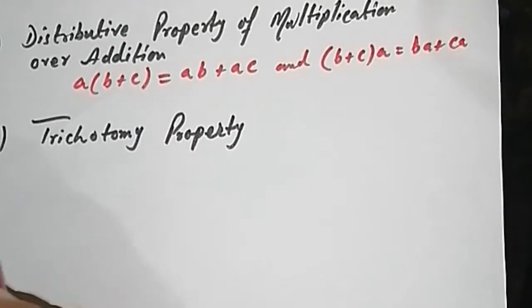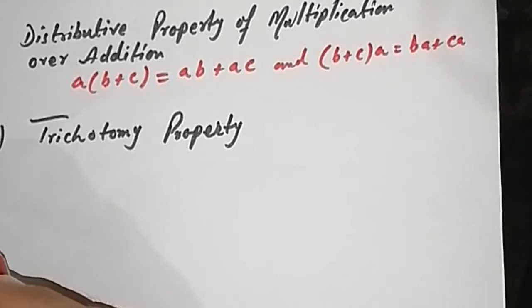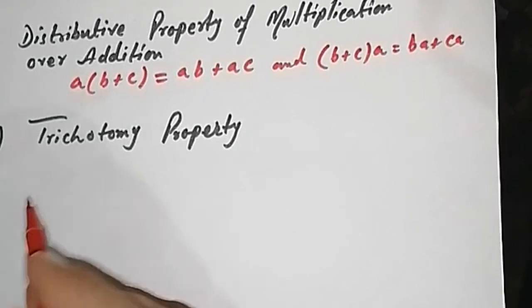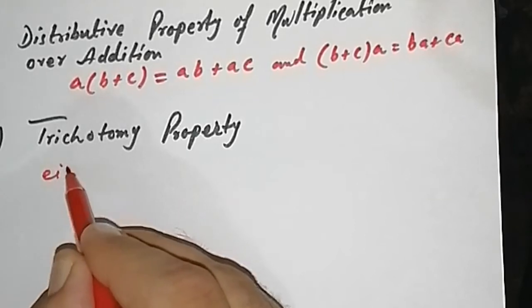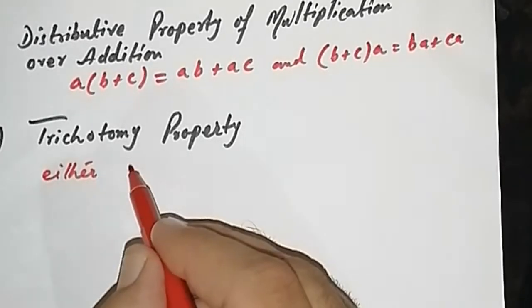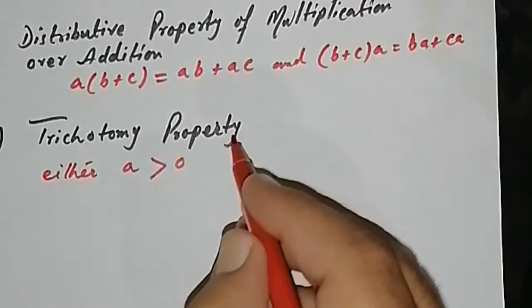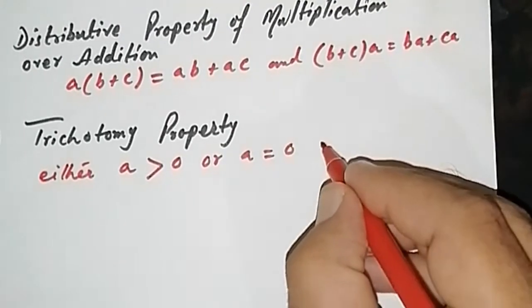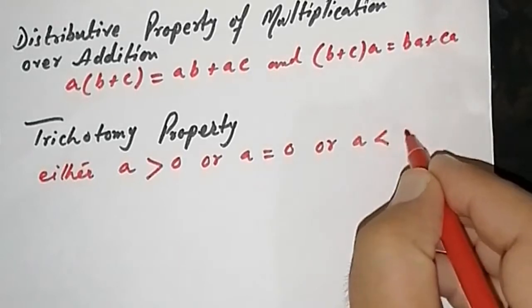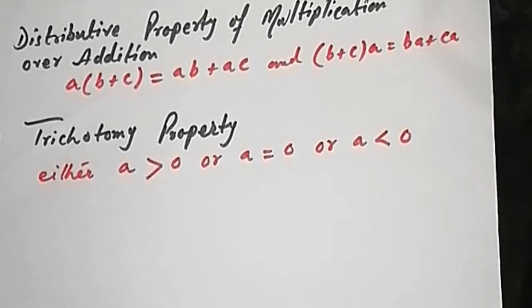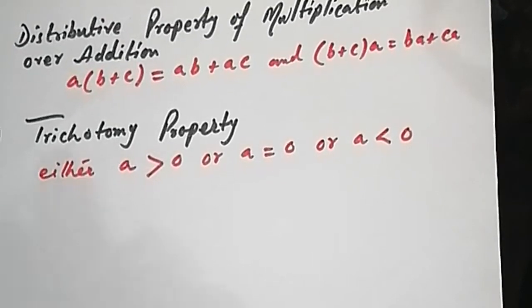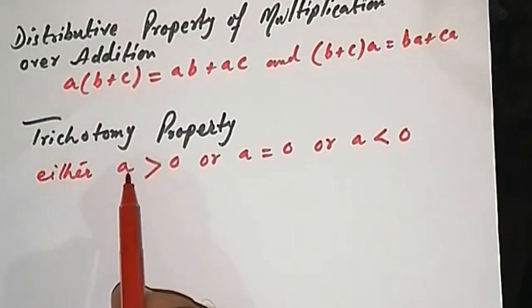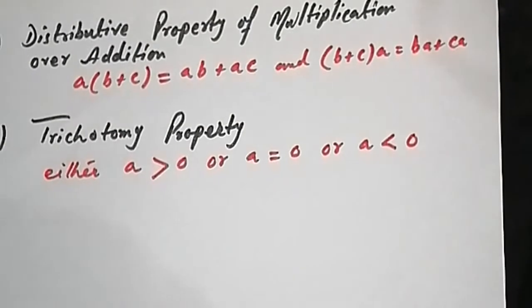Trichotomy property. For any real number, any one of the following three relations will be true. Either A is greater than 0, or A is equal to 0, or A is less than 0. This property is called trichotomy property for any real number A.